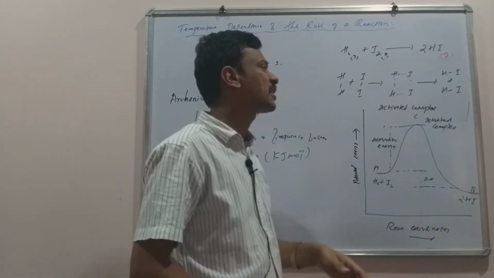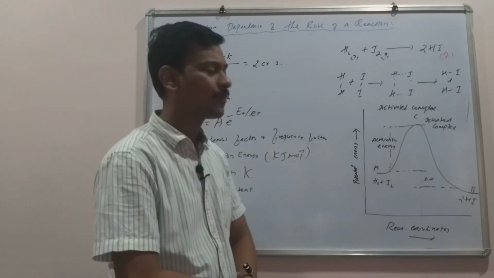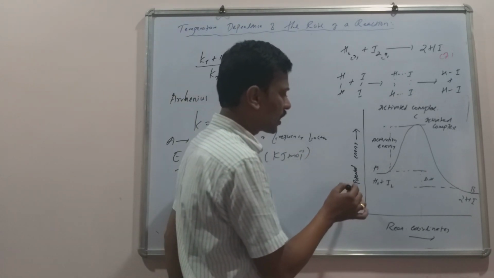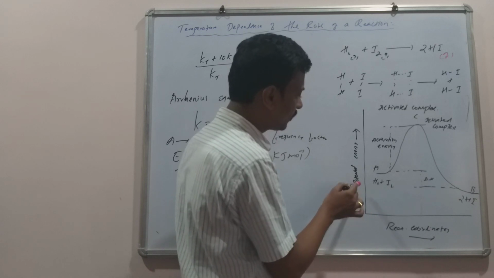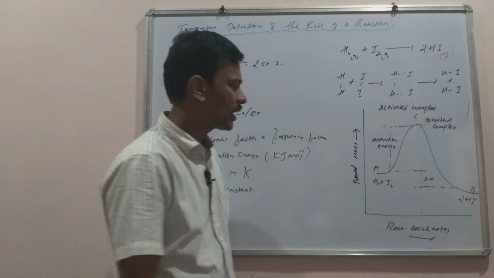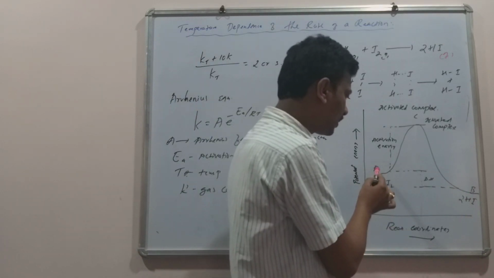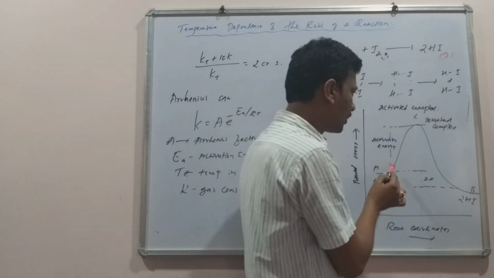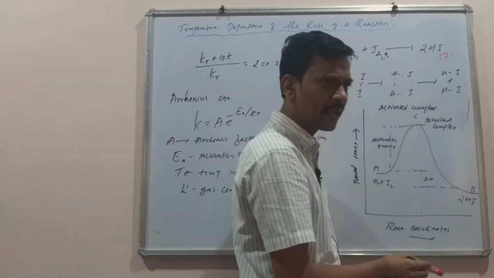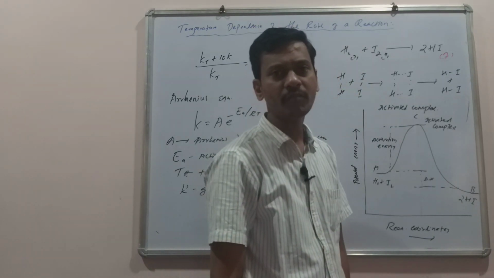And this can be explained with the help of a graph, that is the profile diagram. What happens when we plot the graph between potential energy versus reaction coordinate? Here are the reactants and the products, and when these reactant molecules collide, they give the activated complex, and finally it gives the product.